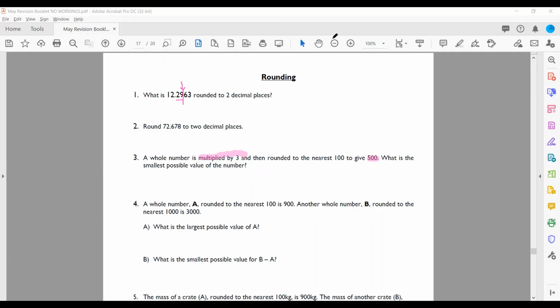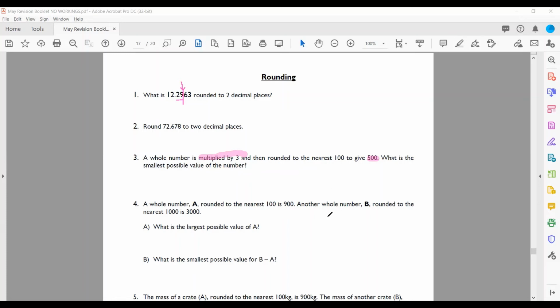Now, question 4, again, is a typical kind of 11 plus question that we've seen in recent years as well. This is all about boundaries. So smallest possible number that could be rounded up, largest possible number that could be rounded down. In order to do these, I would recommend doing all your working out first and then tackling the questions.